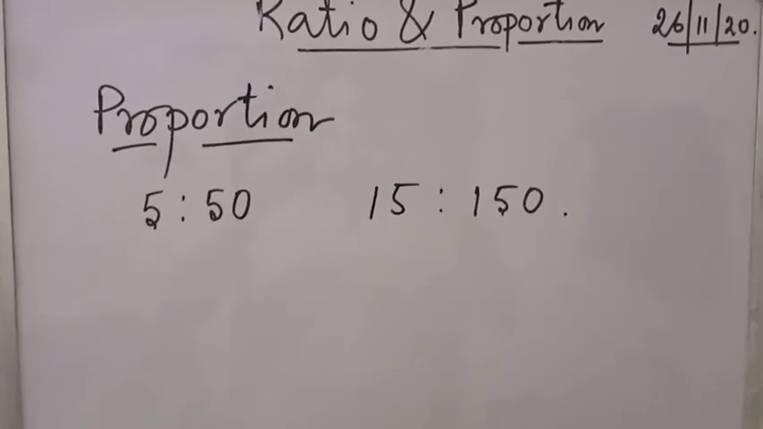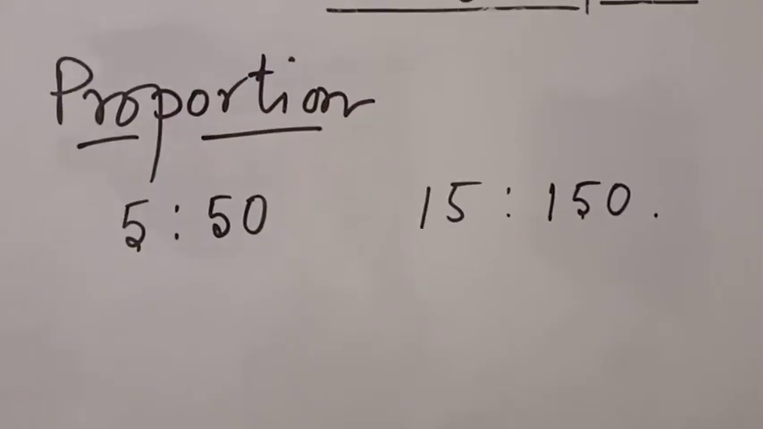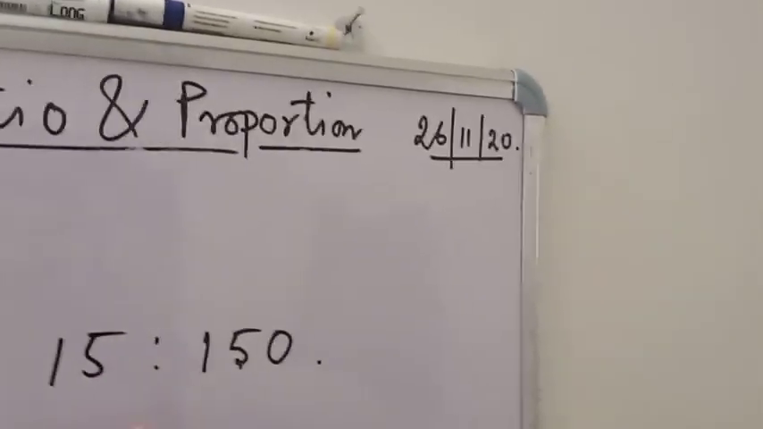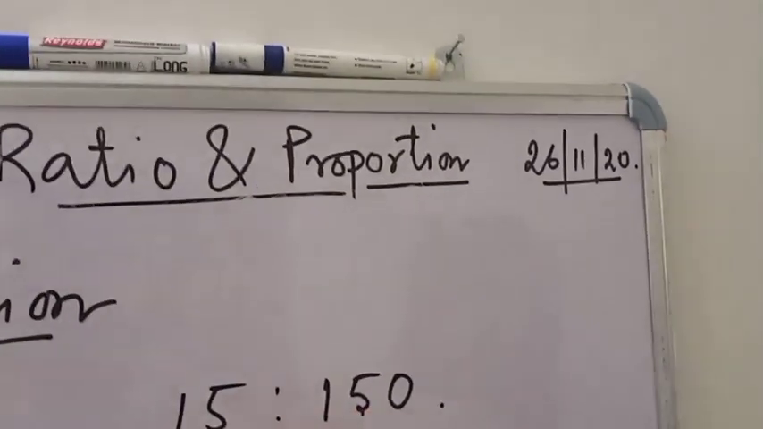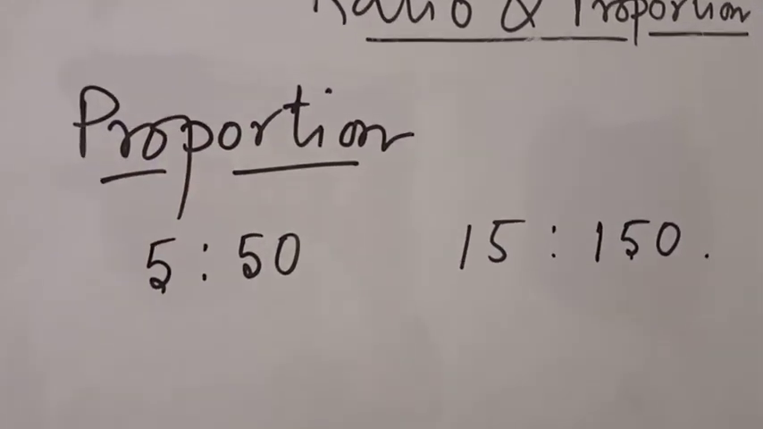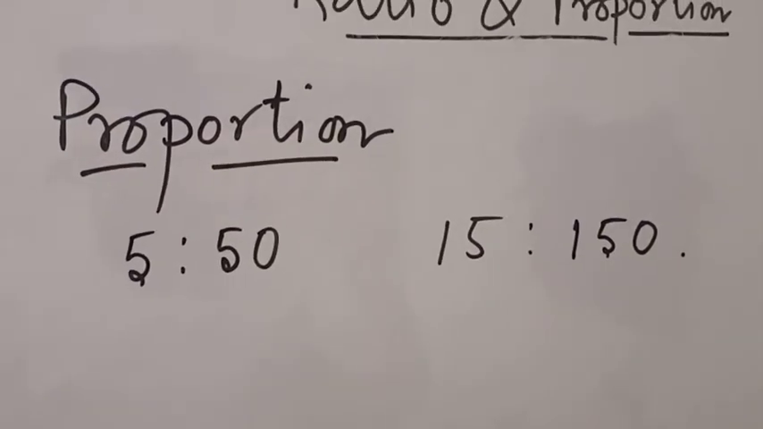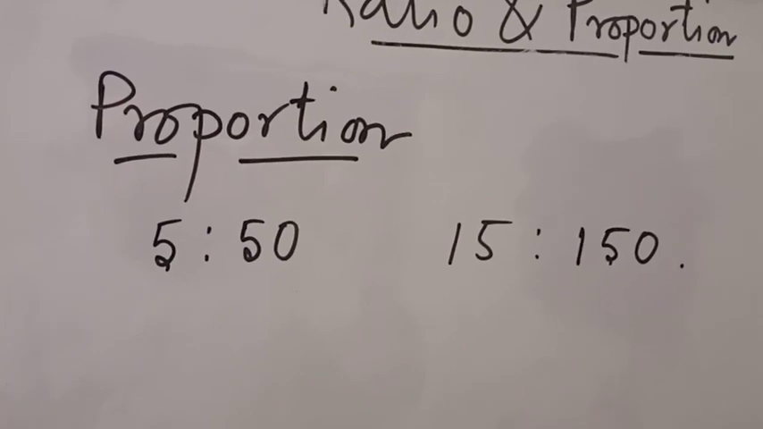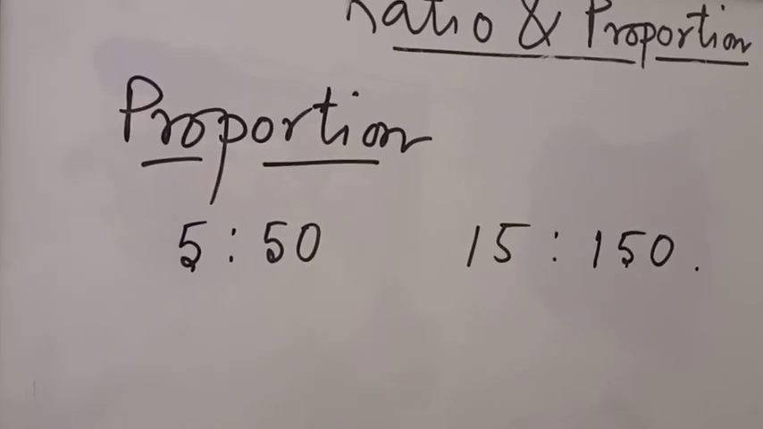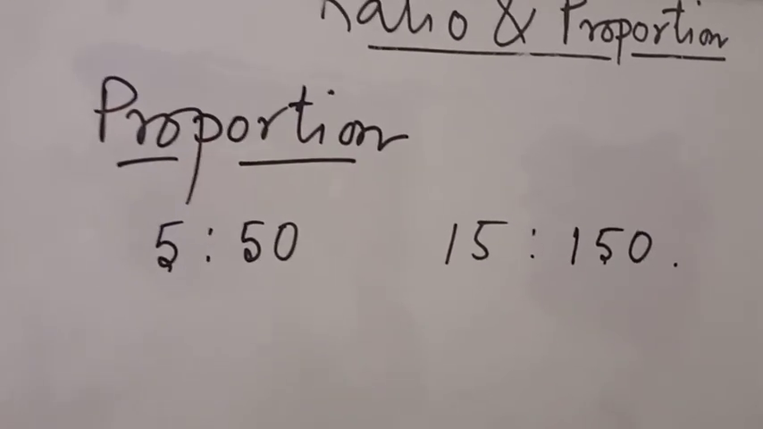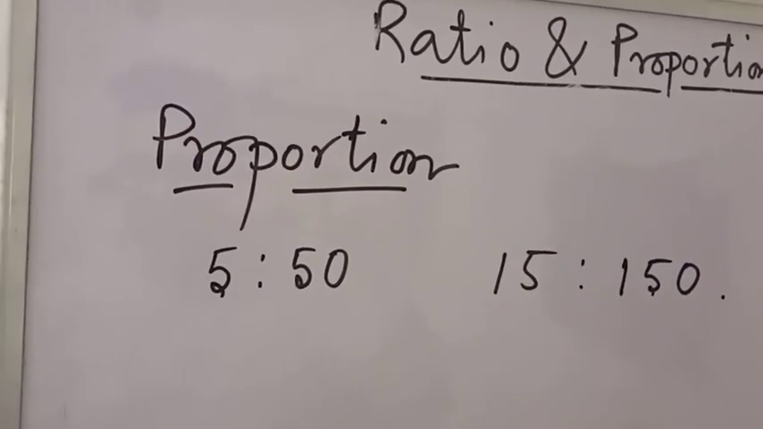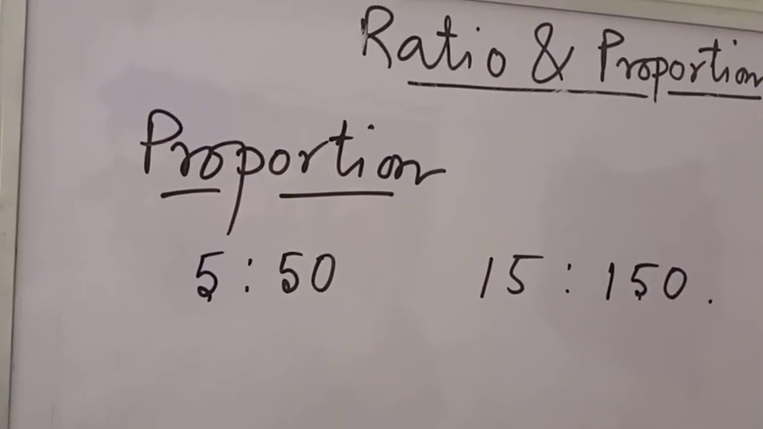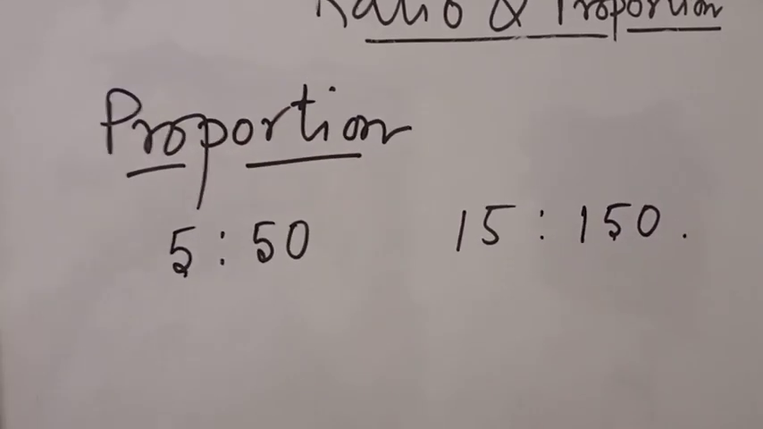Now, the next topic is proportion. So what is a proportion? If there are 4 quantities, see that 4 quantities are there, 5, 50, 15 and 150, such that the ratio of the first quantity to the second quantity equals the ratio of the third quantity to the fourth quantity, then the 4 quantities are said to be in proportion.